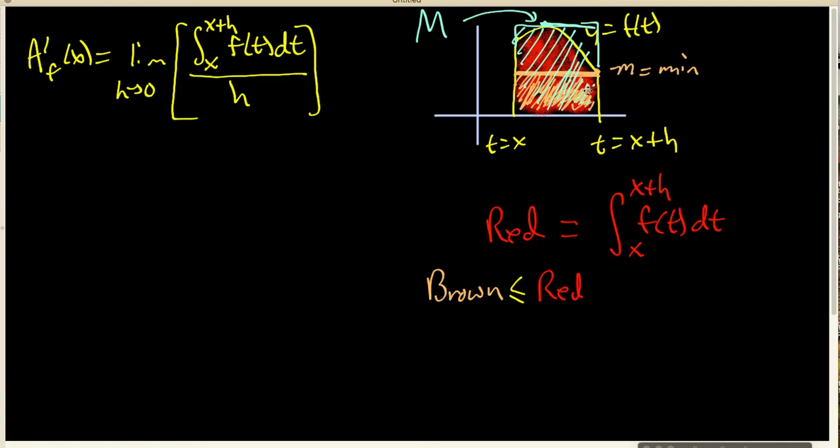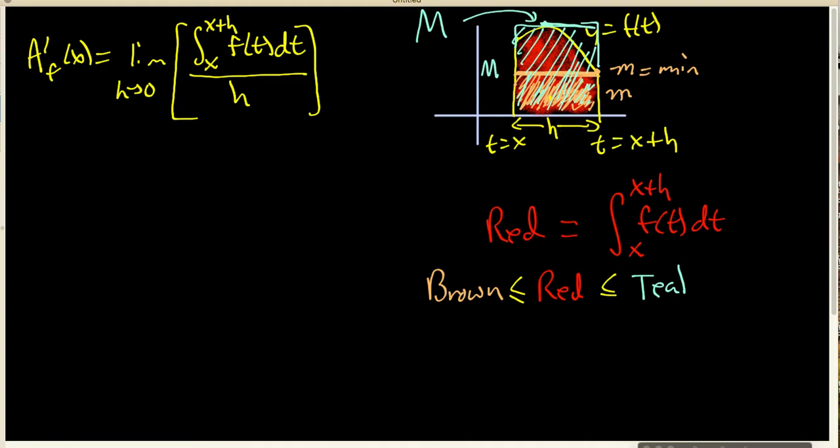And the red area is completely inside that teal rectangle, so it's quite clear that the red area is less than or equal to the teal rectangle. Now, if I think about this, I know that the height of the brown rectangle is little m, the height of the big teal rectangle is capital M, and they share a width. The width is equal to h. The distance between x and x plus h is h.